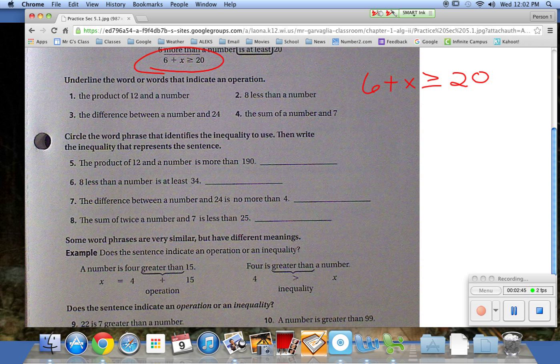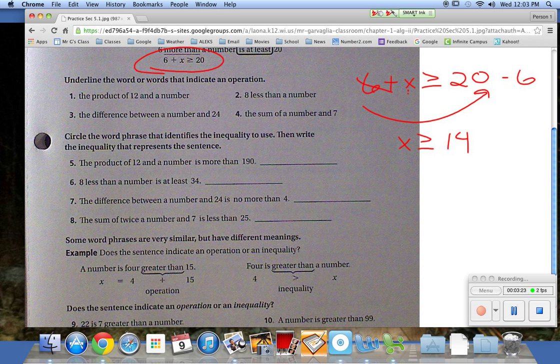If we treated this like an equal sign and I wanted to solve for x, what would I do? Minus 6, right? I have a plus 6 here, so I bring it to the other side as a minus 6. Then x is greater than or equal to 20 minus 6, which is 14. It acts the same way as if it was an equal sign. What does that mean? If I put 14 or any number greater than 14 in for x, it's a true statement.